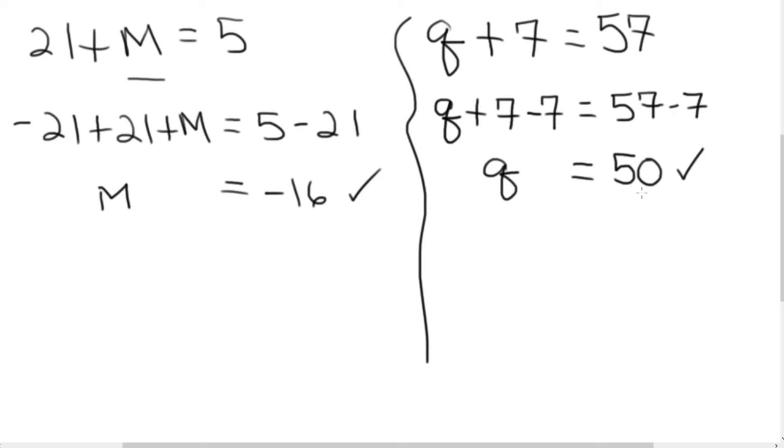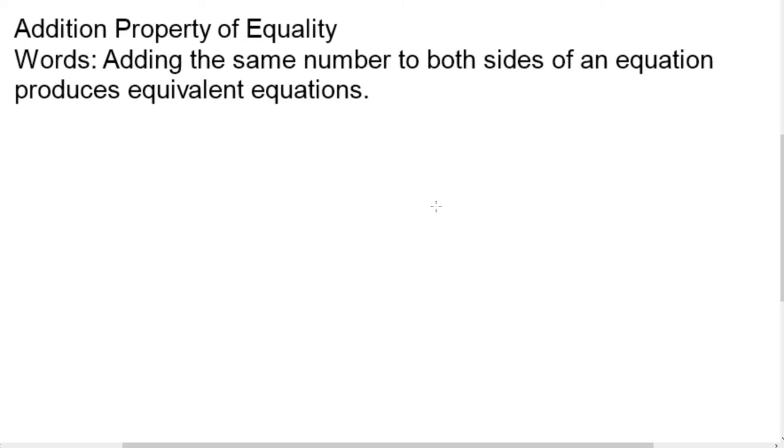We can easily back check it. If we substitute 50 for Q, 50 plus 7 is in fact 57. And so, in understanding the subtraction property of equality, the addition property of equality is very similar. In words, adding the same number to both sides of an equation produces equivalent equations.